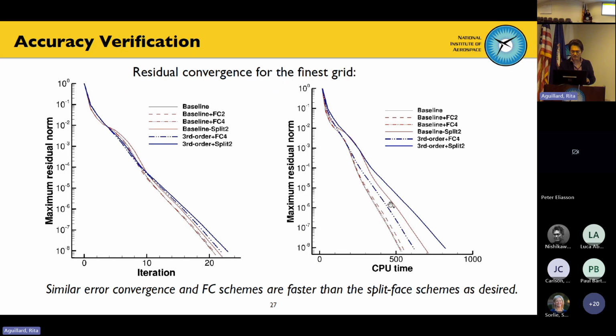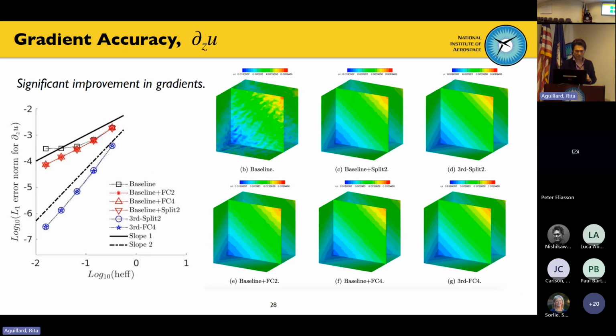And same thing for the 2nd order scheme. This red solid is a split face 2nd order scheme, and all others are here. It's much faster than this split face scheme. So that's what we wanted to see.